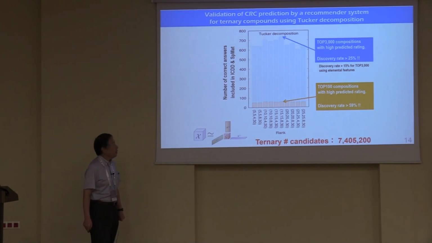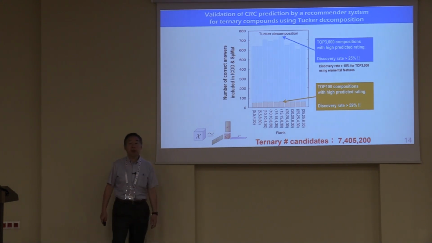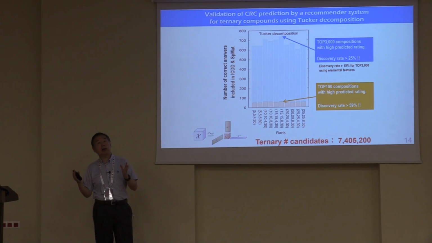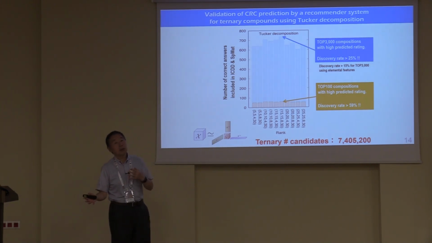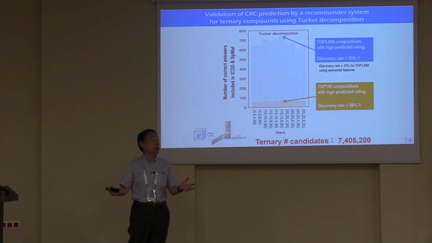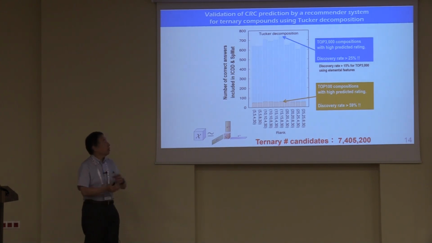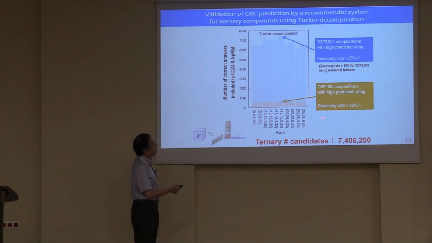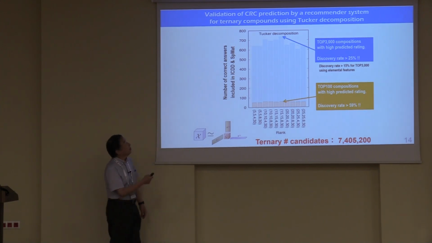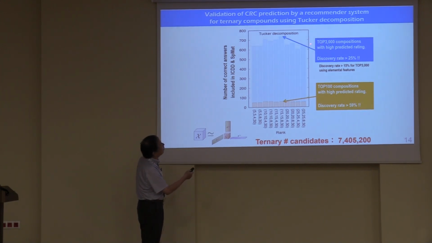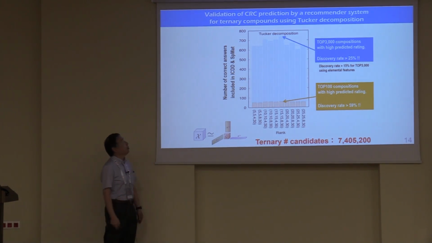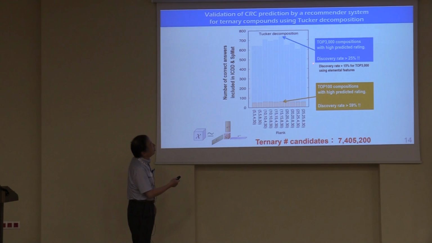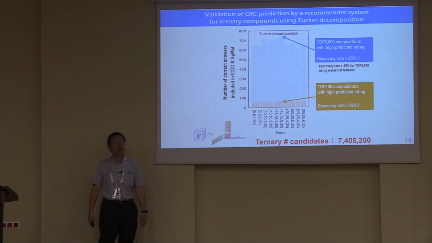This was really surprising to us when we did this analysis, because remember that what we did is just exchange elements. No elemental features, no prior knowledge, no solid state chemistry knowledge, no first principles result used. Just by exchanging the elements, we were able to find such a high discovery rate. It is the same for this blue one. Blue one is for the top 3,000 compositions with high predictive ranking. Still, the discovery rate was more than 25%.